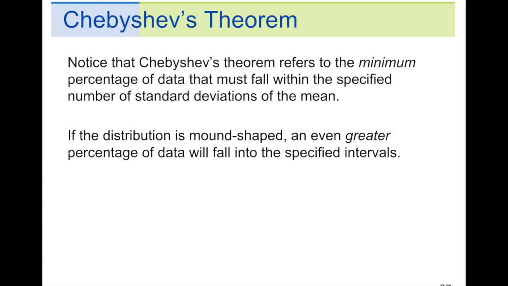Notice that Chebyshev's theorem refers to the minimum percentage of data that must fall within the specified number of standard deviations of the mean. If the distribution is mound-shaped, an even greater percentage of the data will fall into the specified intervals, and we'll talk about that in a future lesson.